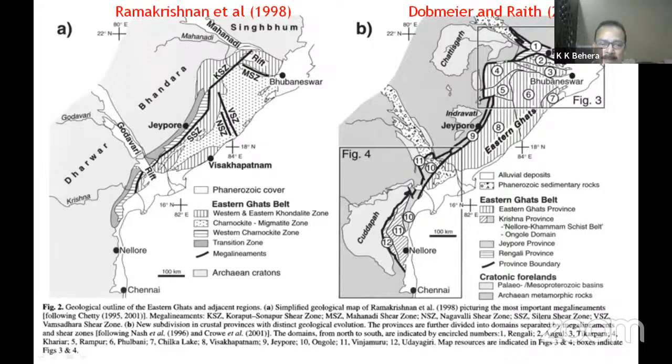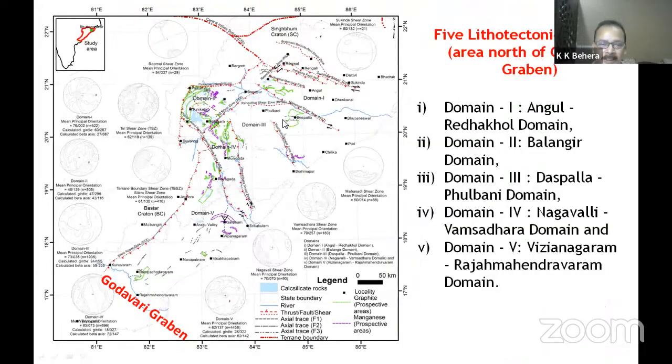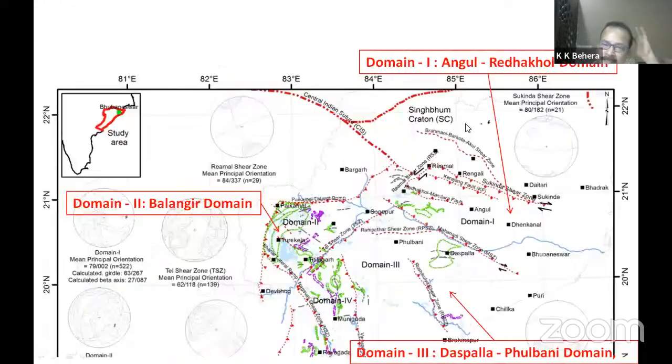And this is our tectonic element map, where we have classified the Eastern Ghats into five lithotectonic domains, and our study area lies north of Godavari Graben up to the Sukinda shear zone. These are the five domains: domain 1, Angul Redhakhol domain; domain 2, Balangir domain; domain 3, Sompur Nuapada Koraput domain; domain 4, Nagavali Vamsadhara domain; and domain 5, Vizianagaram and Rajamahendravaram domains. I'm just giving the details.